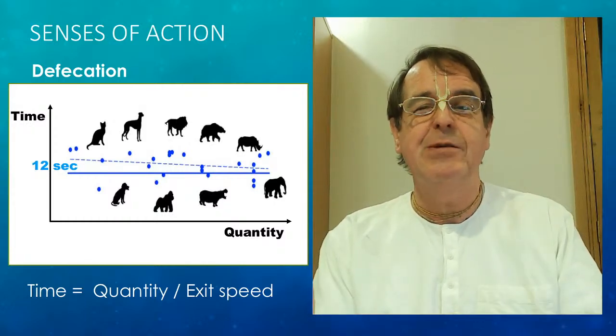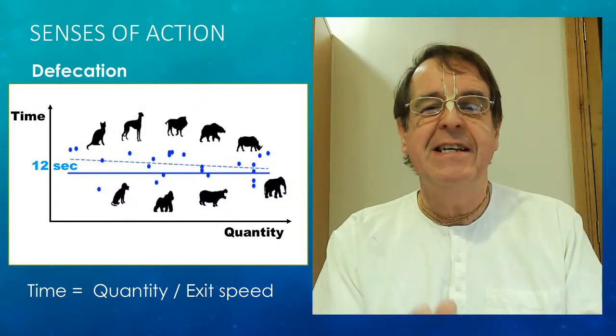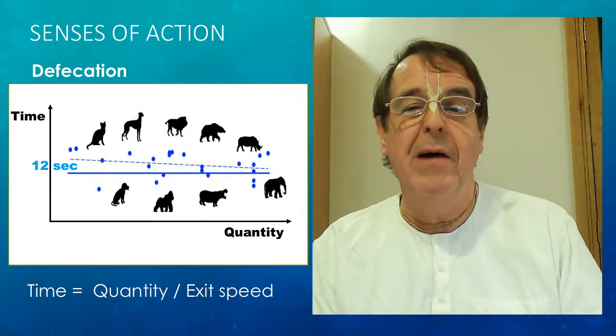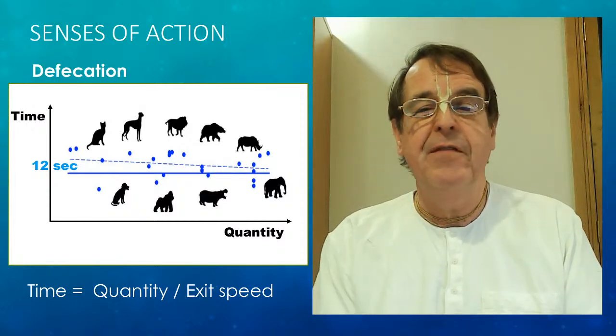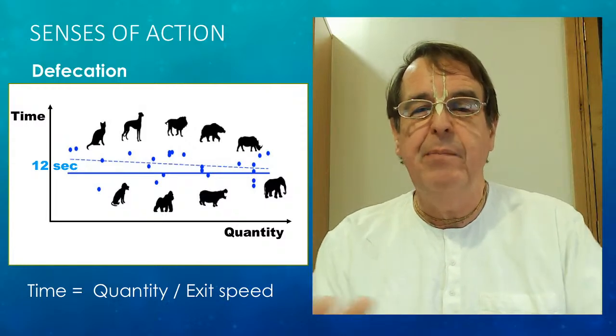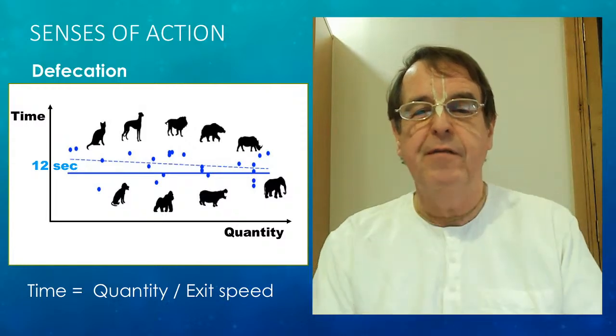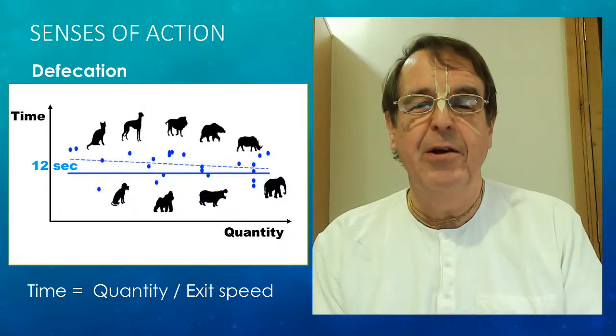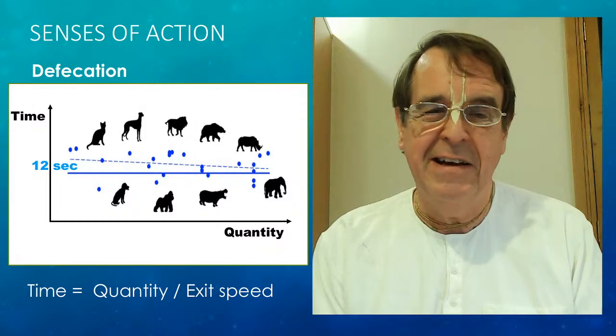Quantity and exit speed are proportional. Hence, the time to pass feces is roughly the same for all mammals. And most of them fit within this range of 5 to 19 seconds, but kind of peaking in terms of popularity at around 12 seconds. Humans, on the other hand, well, they just sit there.